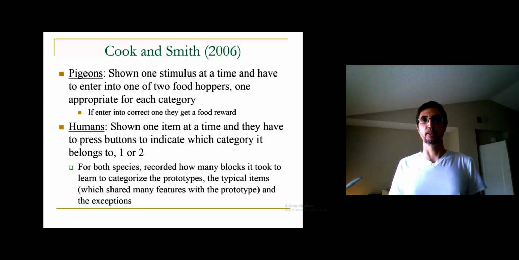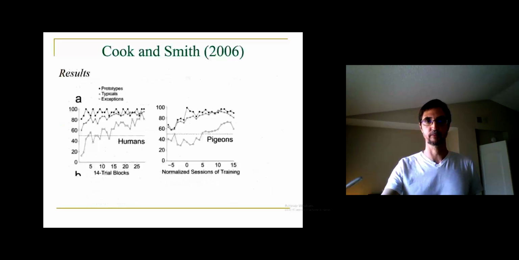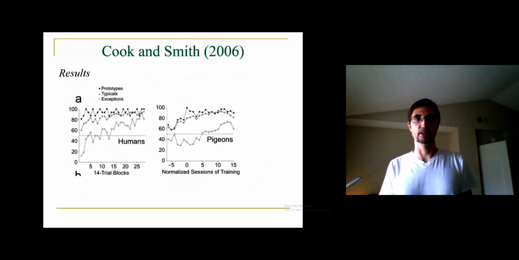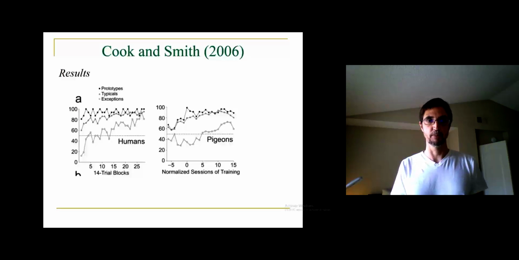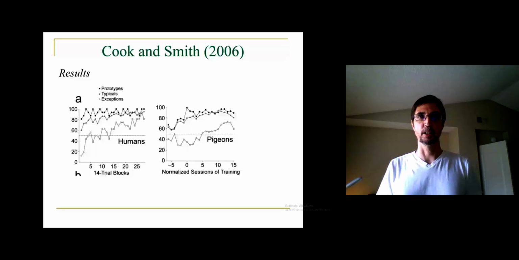And what they were interested in was, for each species, how quickly do they learn to categorize correctly, beyond chance, the 3 types of items. Right, so how long does it take them to categorize correctly the prototypes, the typical items, and the exceptions? And these are the results. So beginning with humans on the left, we have accuracy, right, from 0 to 100%. 50% would be chance, right, they're guessing. And then we have the number of blocks on the x-axis.